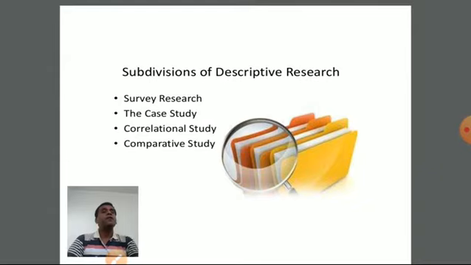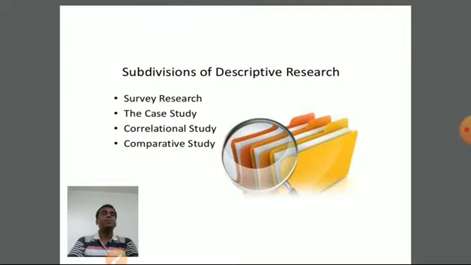Then correlational study. Let me tell you what this correlational study is. First of all, correlational means what? There is a relation which depends upon each other, and that is called correlational study. So this kind of study also is a part of descriptive research. And the last one, comparative study. So here we are going to compare between two different organizations, and it becomes a comparative study. Comparative means we compare between two organizations by using some parameters or some criteria. So this is called a comparative study.